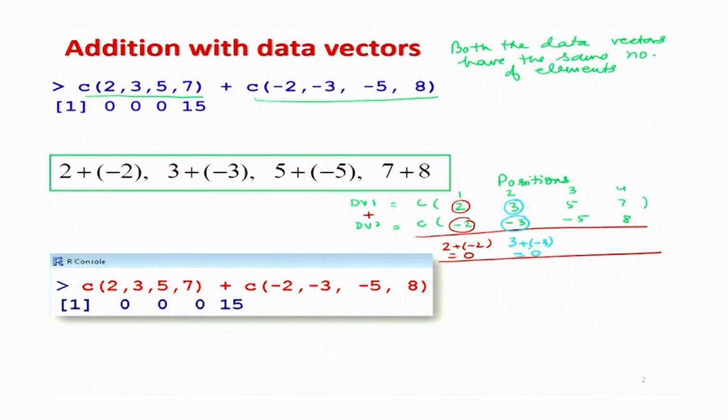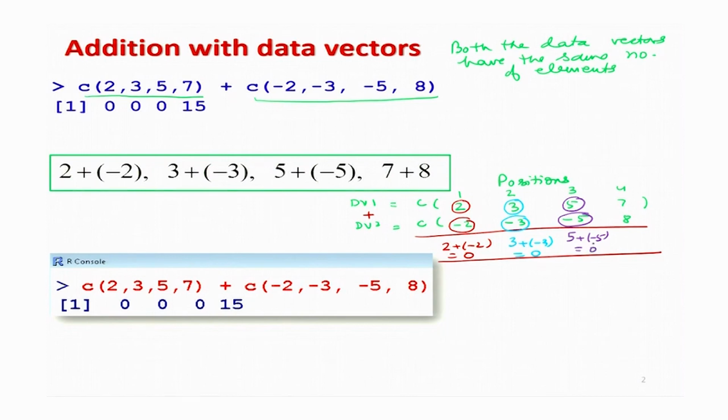Now the control will come to the third element, and the operation on the third value in the first data vector and the third value in the second data vector is going to be done. So this will become here 5 plus -5, which is equal to 0.